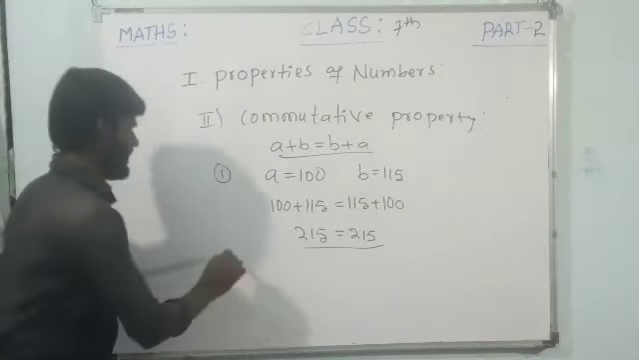Dear friends, example 2. If A is equal to 1, B is equal to 2. A plus B, A means 1 plus B means 2, is equal to B plus A, again 2 plus 1. 1 plus 2 is equal to 3, and 2 plus 1 is equal to 3. LHS and RHS are the same.